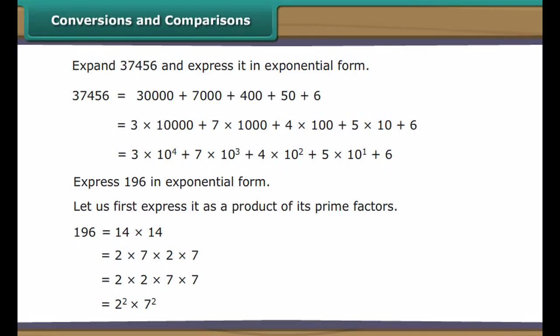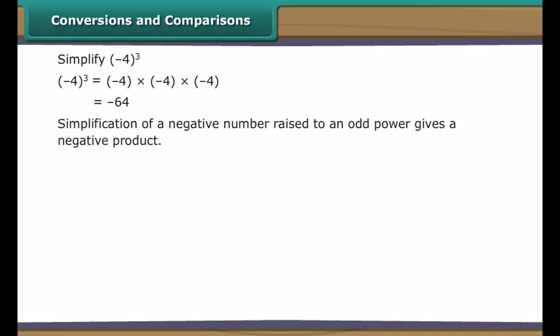Let us now convert some exponential numbers into their original form through simplification. Let us try to simplify. Minus 4 raised to the power 3. Minus 4 raised to the power 3 may be expanded as minus 4 into minus 4 into minus 4, which is equal to minus 64. Simplification of a negative number raised to an odd power gives a negative product.